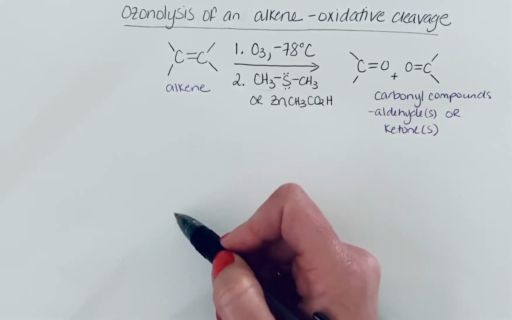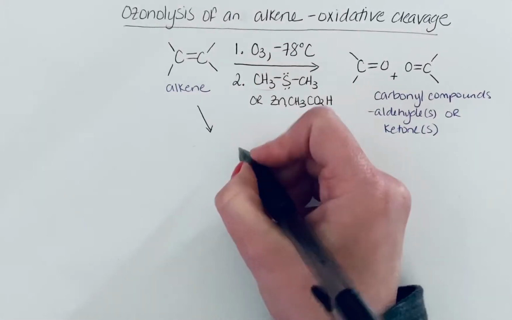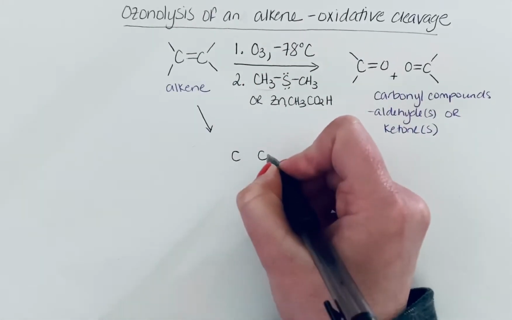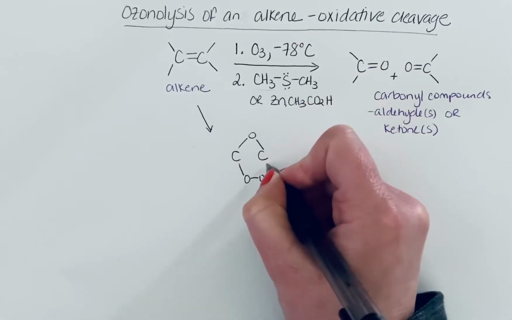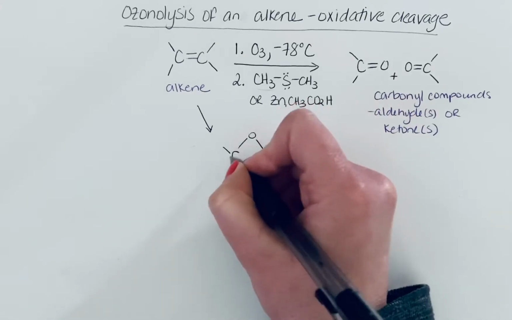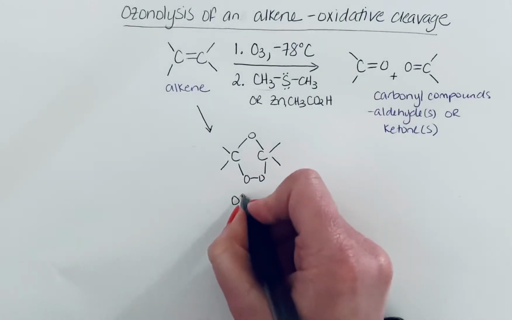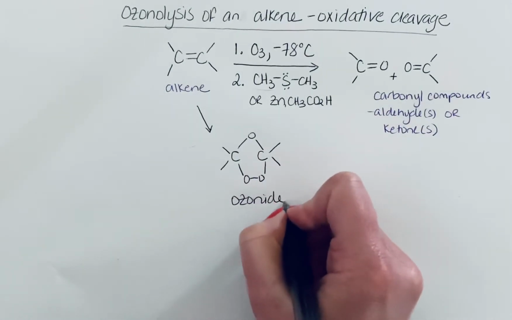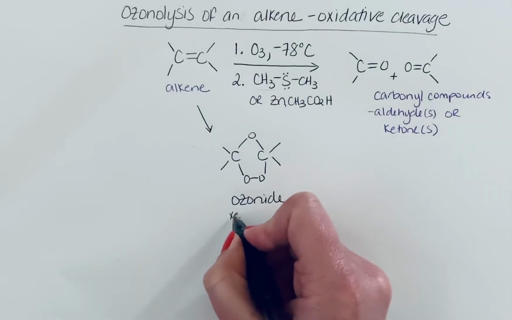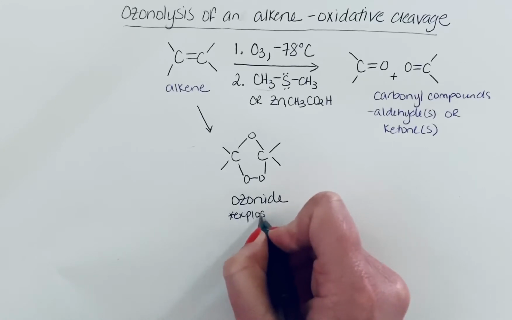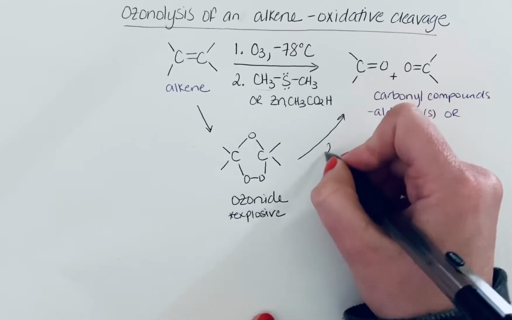So in the first step, ozone is added at a low temperature, and the intermediate product that we get looks like this. So we've got this 5-membered ring, and this is known as an ozonide. Ozonides are not isolated, they are explosive. So we don't isolate these. We would immediately go to the second step.